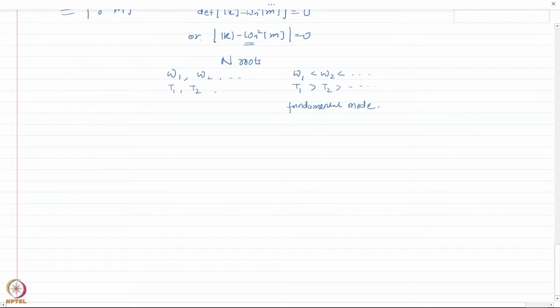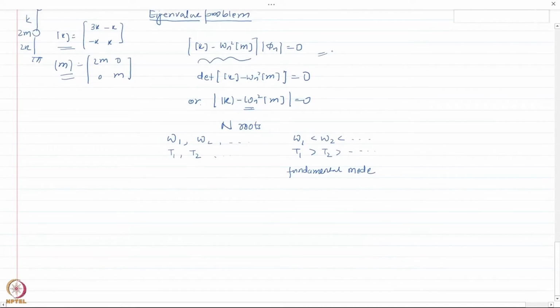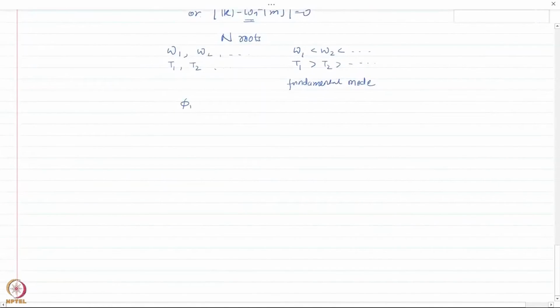Once we have found all these roots, it will give you omega n square 1, omega n square 2, but then you can take the square root and find omega 1, omega 2 and so on. Once you get that, you can substitute it back into this equation and find the shape function, or more specifically the mode shape vector phi 1, phi 2 and so on, corresponding to each frequency. Through this procedure we can find the exact mode shapes and frequencies of a multi-degree of freedom system. Let us take one example to see how we do that.